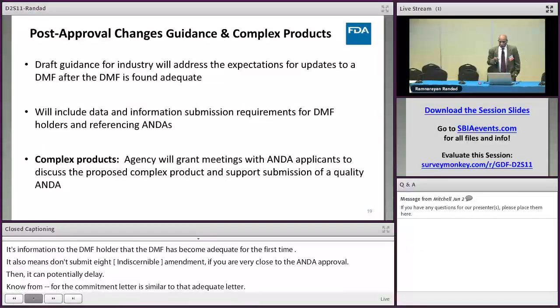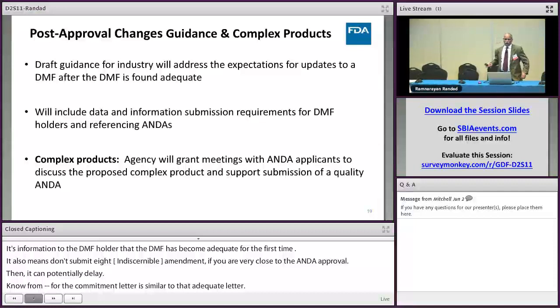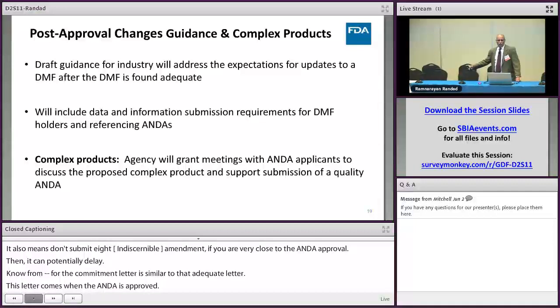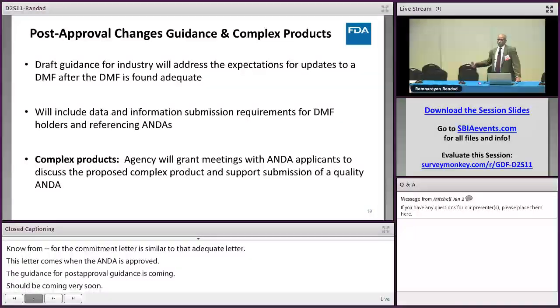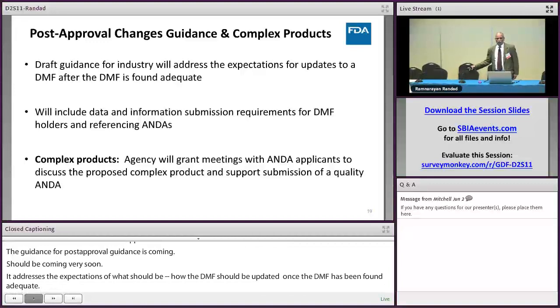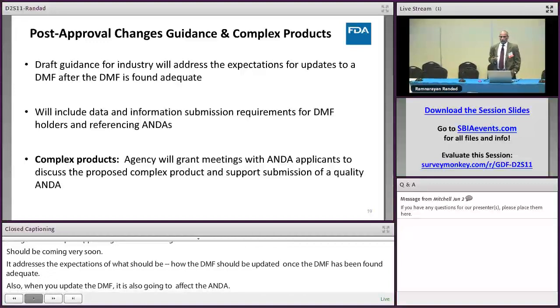The post-approval changes guidance is coming. It should be coming very soon. It addresses the expectations of how the DMF should be updated once the DMF has been found adequate. And also, when you update the DMF, it's going to affect the ANDA. So it talks about how it affects the ANDA and how the data should be submitted in the referencing ANDA.